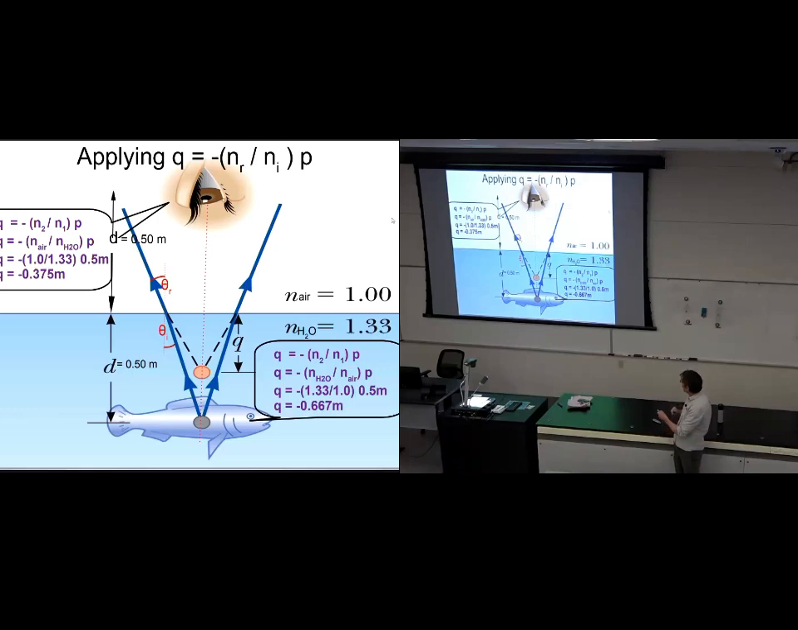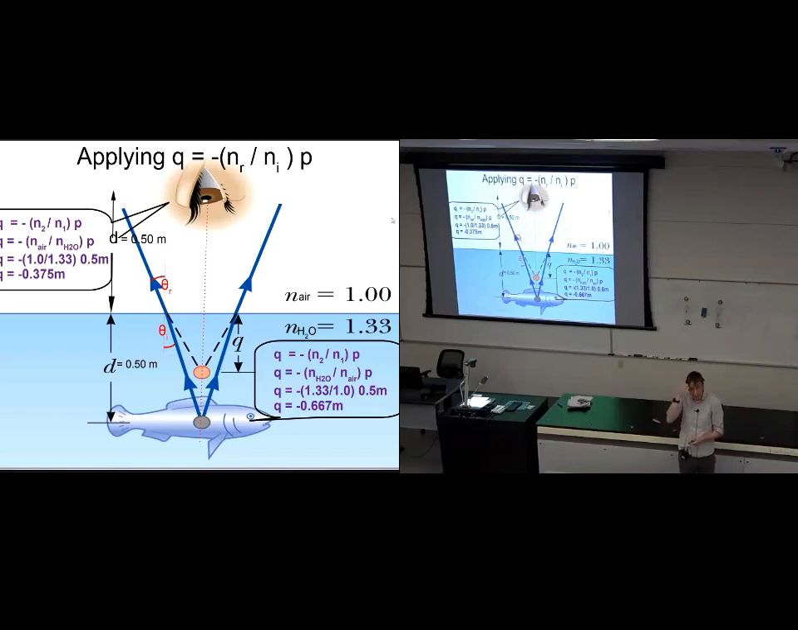But anyway, the water is deeper than it looks. The shark is also deeper than it looks, and that's a feature of a single refraction. What about the shark looking at me? The shark looking at me, we're going to figure out my image position based on my object position with the same equation. But we've got to be careful, because now who's N2 and who's N1 has reversed.